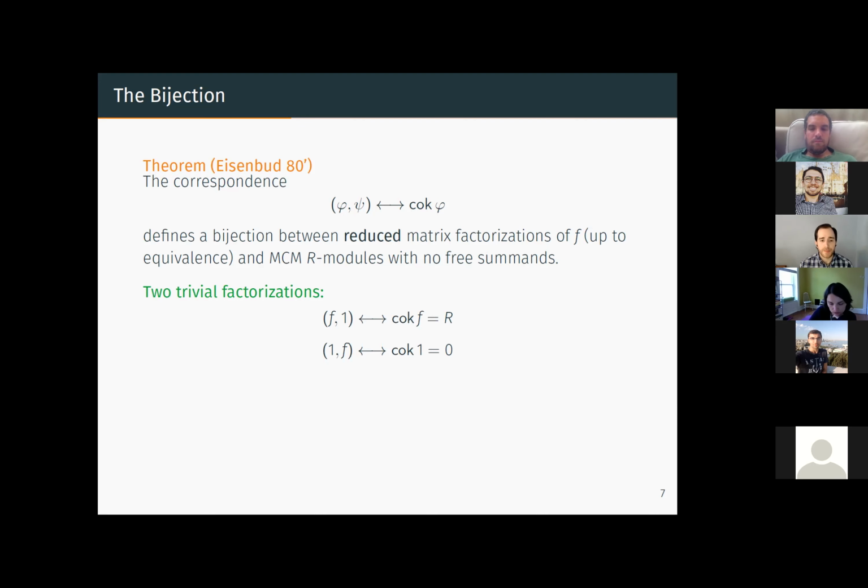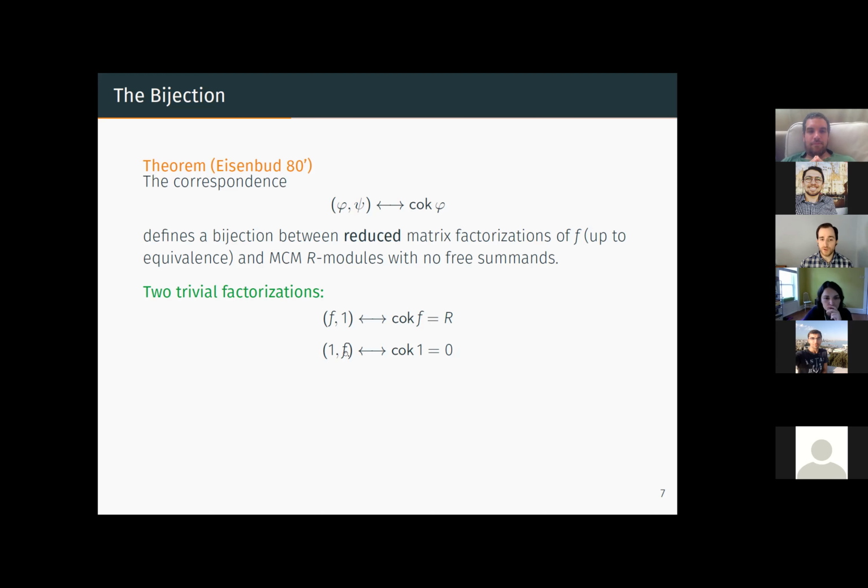So for any f, any polynomial or just ring element f, you always have two very simple, trivial sort of factorizations. You could do f, 1. So these are ring elements. This is the 1 in the ring. And so we're thinking this is like a 1-by-1 matrix factorization. And then you could also do the shift of this, the flip, 1, f.